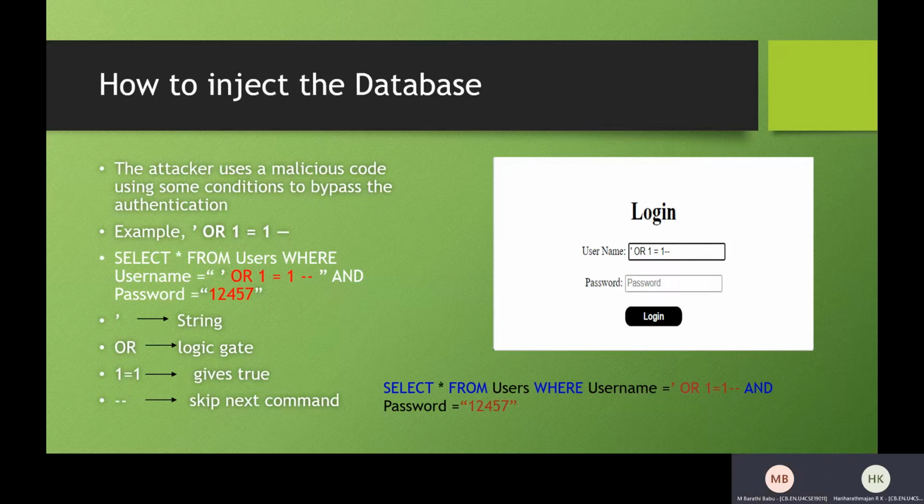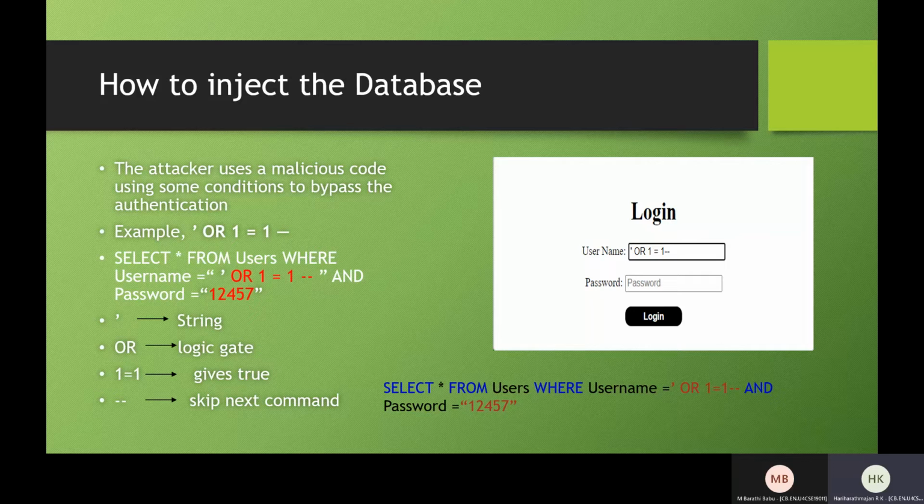In the above slide, we saw that OR logic is used to make the input true. So, to make the code true, we use the OR command in the username itself. We use a quote, OR 1 equal to 1, double hyphen. Using this command, we can easily break the credentials check by making 1 equal to 1 a true statement, and so OR will make the whole SQL command true.